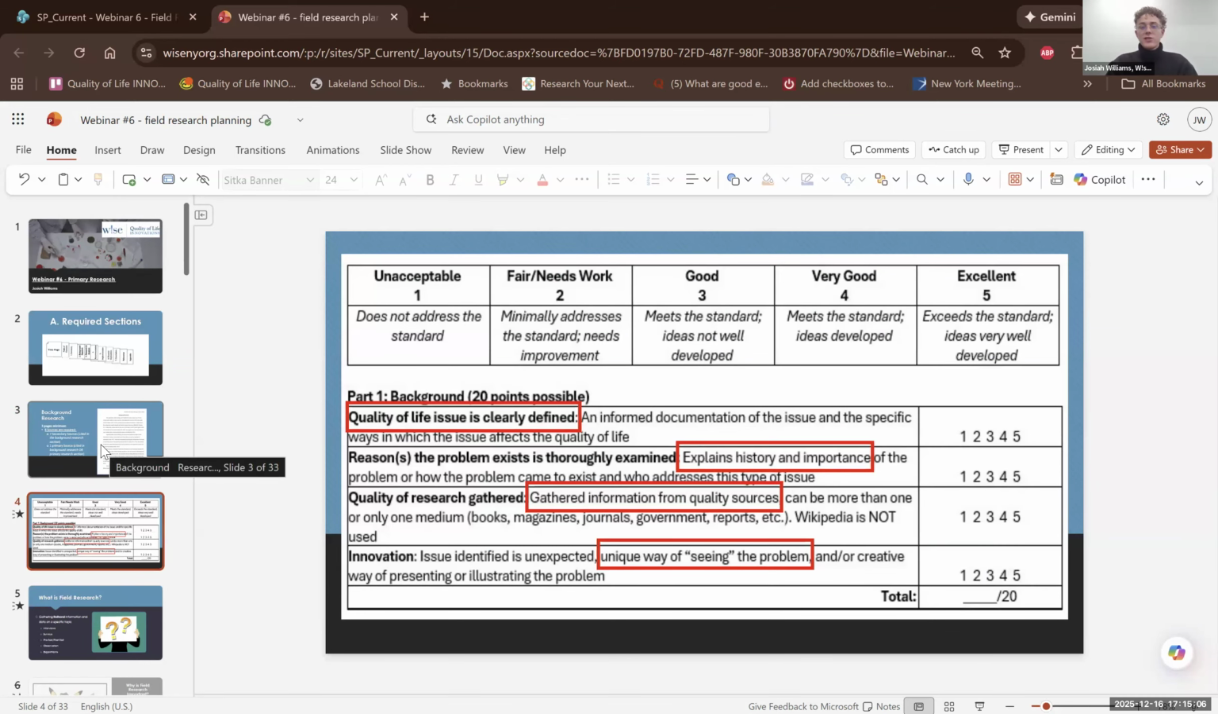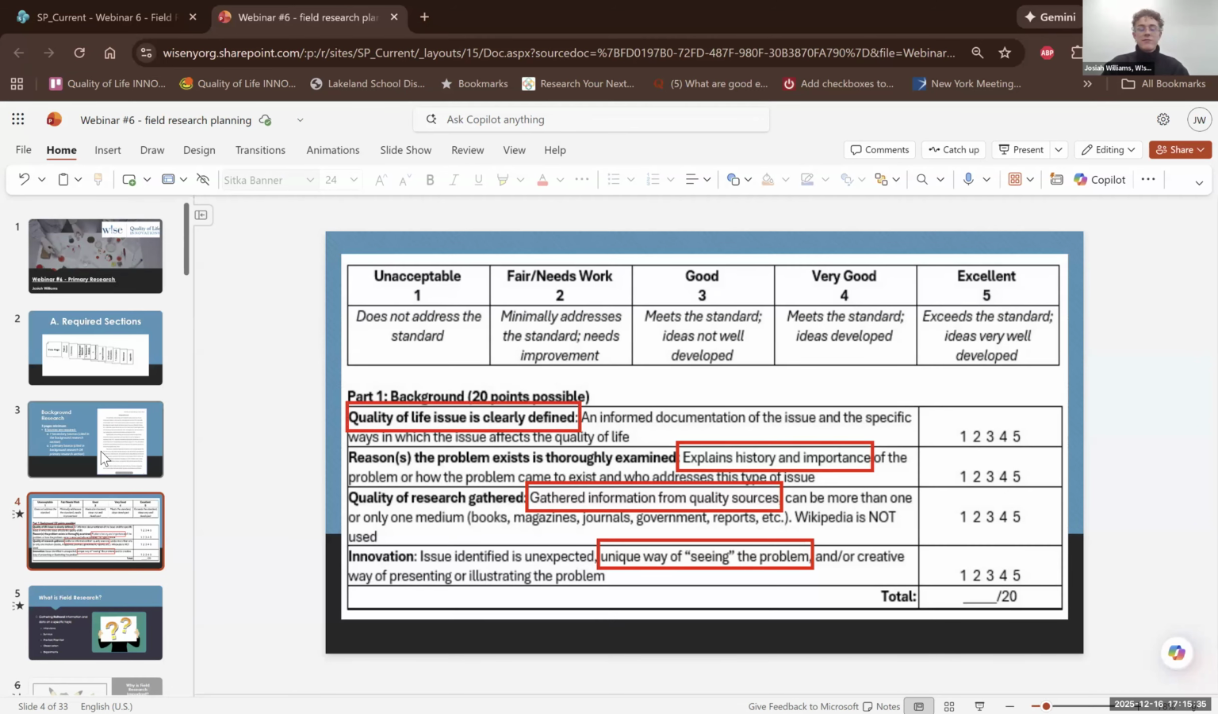And then next, I wanted to look at the rubric. Once you submit your proposal into the competition in April, this is what the judges will use to grade it, essentially. So it's a Likert scale from 1 to 5, 1 being unacceptable, 5 being excellent. 1 meaning it doesn't address the standard, 5 meaning it exceeds the standards and ideas are very well developed.